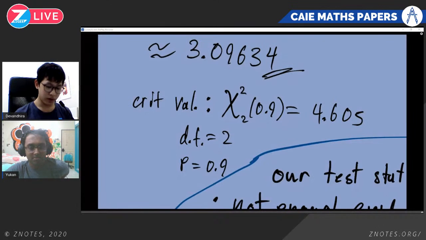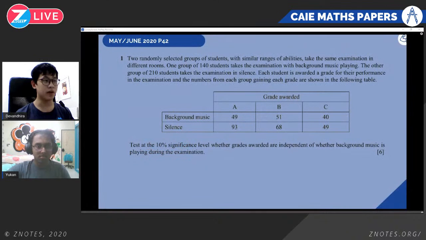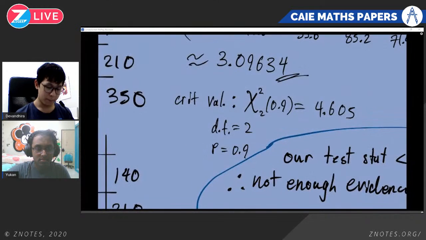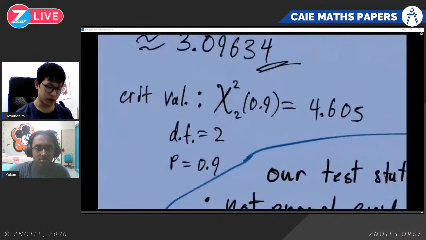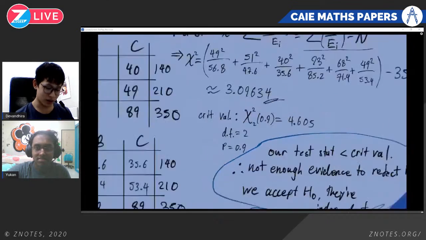So our critical value, based on the question, says that we have to test at a 10% significance level, right? That means we have to look for 0.9 for P, but we also need to know our degrees of freedom. So how do you find the degrees of freedom? Do you know how to do that? No, I don't. All right, so this is how you do it.